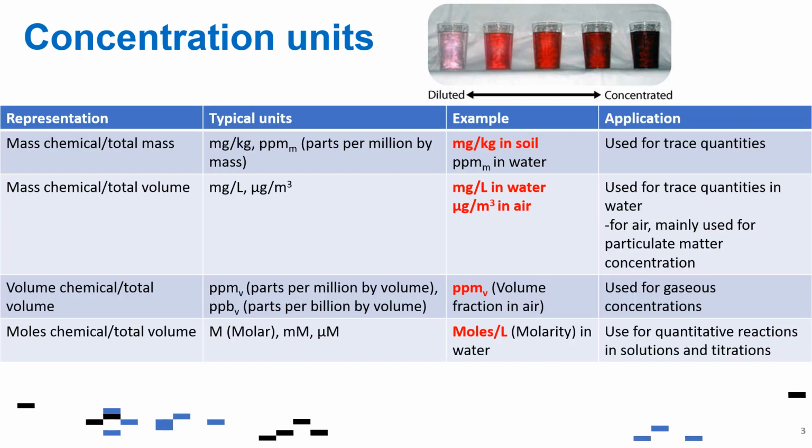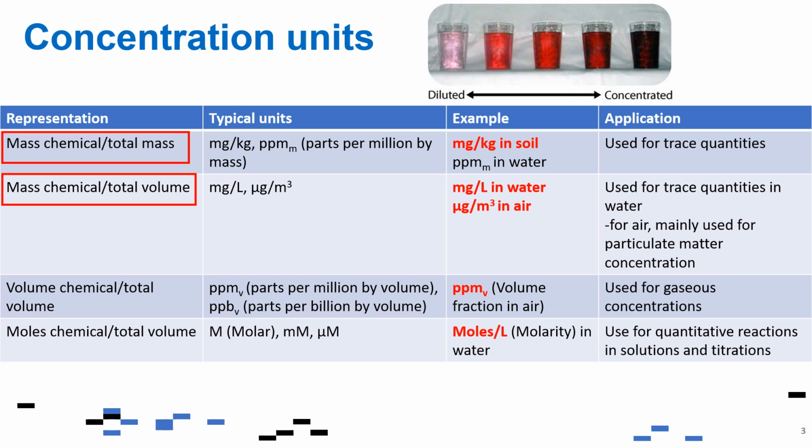Concentrations can be represented based on mass units, including mass of solute per total mass of solution, or mass of solute per total volume of solution. If we are referring to concentrations in soil, we usually use milligrams per kilogram as the unit. For concentrations in water or liquid, we normally use milligrams per liter, or parts per million, or ppm.